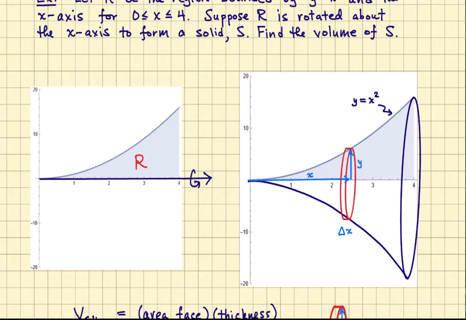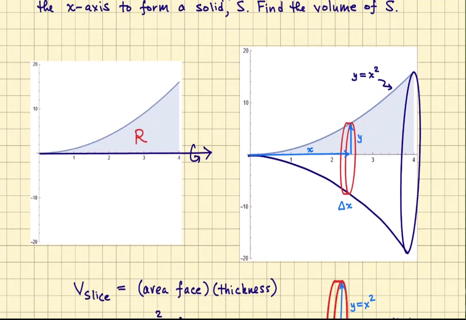Now notice we do need to have a picture to get our bearings of what's going on, but it doesn't have to be the greatest picture. We don't have to have great artwork, but we do have to understand what our region is, what our axis of revolution is, and the solid that we're generating. Just a rough picture of what the solid looks like.